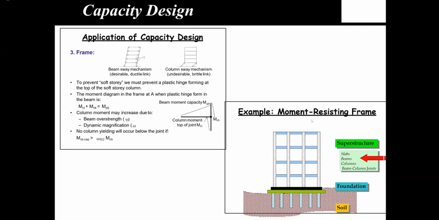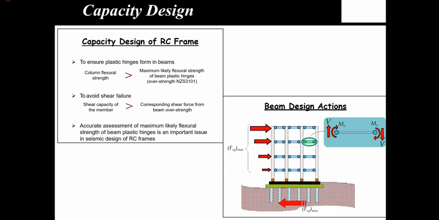So let's see how we do this for, say, a moment resisting frame, right? What we are trying to achieve is that column flexural strength is more than the maximum likely flexural strength of the beam plastic hinges, right? And also we are trying to avoid shear failure, which means the shear capacity of that member is more than the corresponding shear force that would arise due to beam flexural overstrength, right?